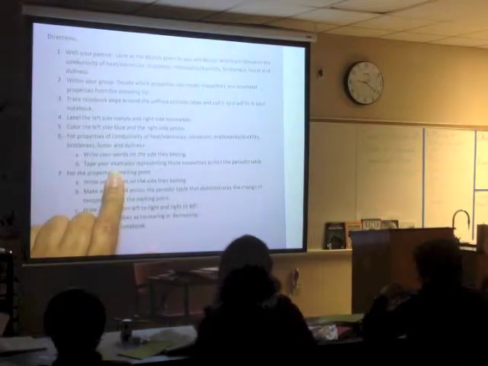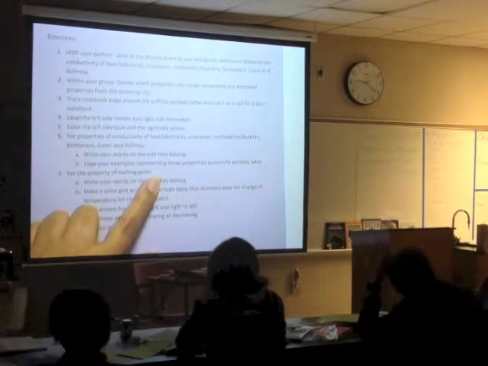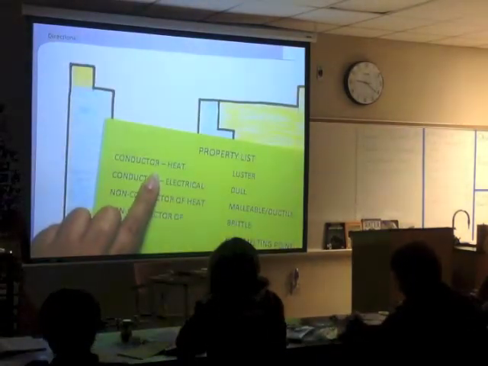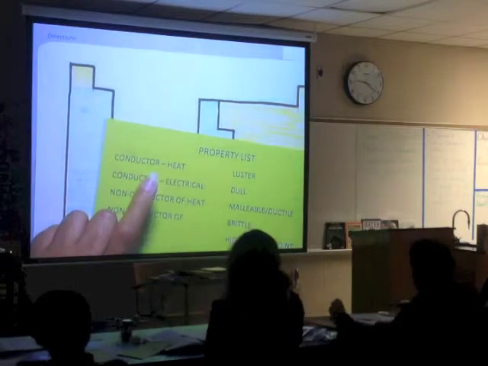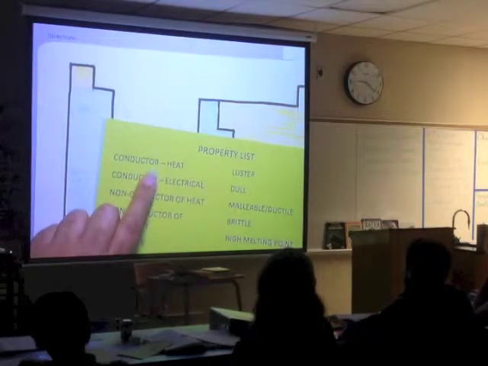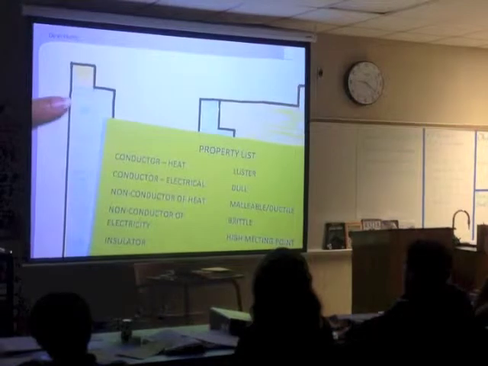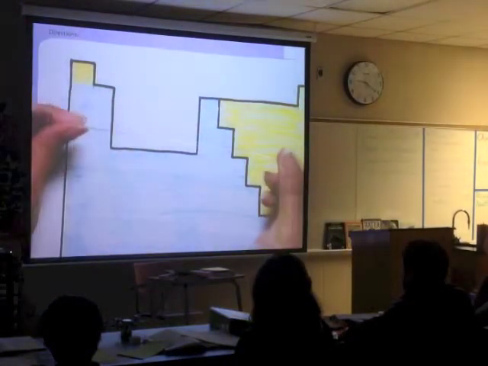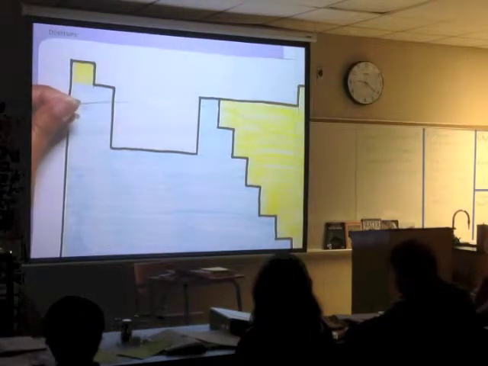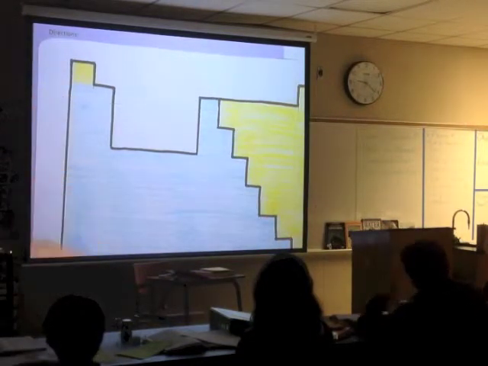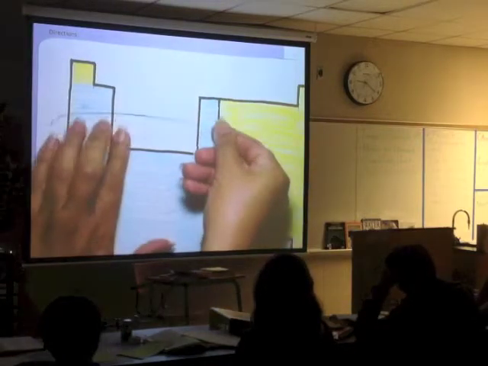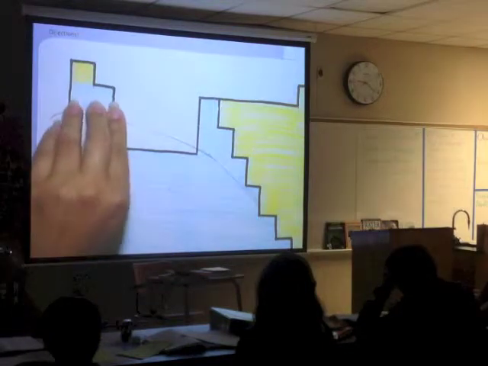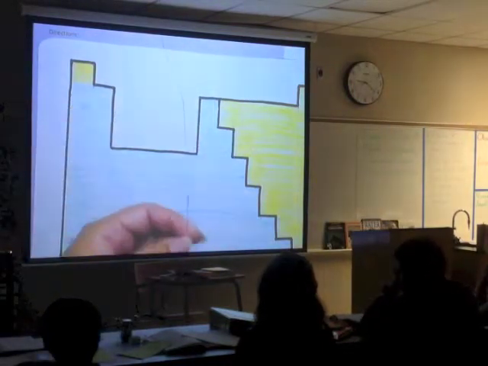Then you're going to take your examples representing those properties across the periodic table. So, conductor of heat, conductor of electricity. Where do these go? Metal. So I'm going to write these right here. Conductor of heat, conductor of electricity. Now, would this wire be a good representation of a good conductor of heat and electricity? Yes. So I'm going to take this wire and tape it right beside those words. So tape your object to the words representing that object.